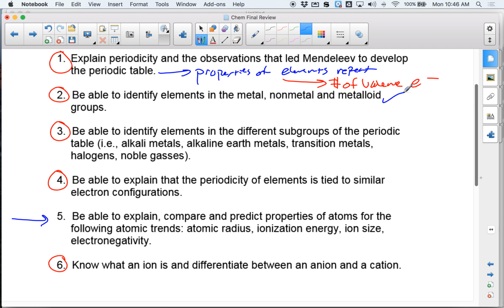Okay, and similarly on number 3, the different subgroups. So remember, these are the alkali metals. These are the alkaline earth metals. The way I always remember that is alkaline earth is 2 words, and this is in the second column. Alkali is 1 word, and this is in the first column.